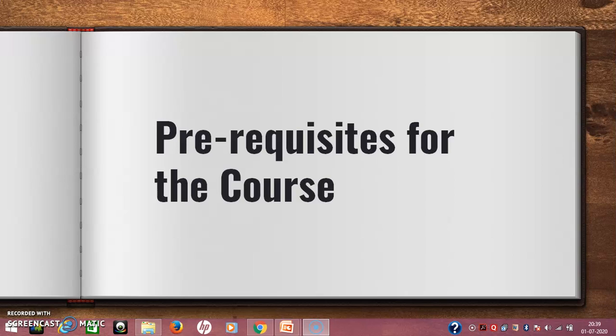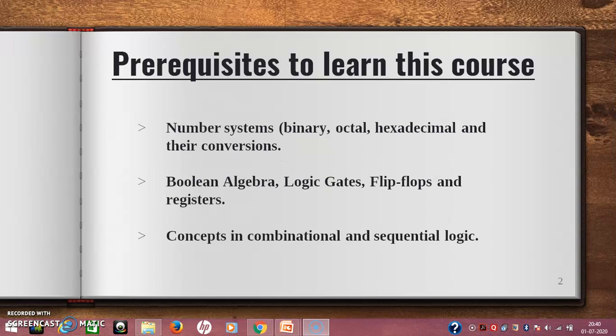Hello, let us check with the prerequisites required for the course Microprocessor and Interfacing. It includes number systems like binary number system, octal number system, hexadecimal number system, and their conversions. It also includes Boolean algebra, logic gates, flip-flops, and registers, and also the concepts in combinational and sequential logic. These parts have already been covered in your previous semester in DLEC subject.